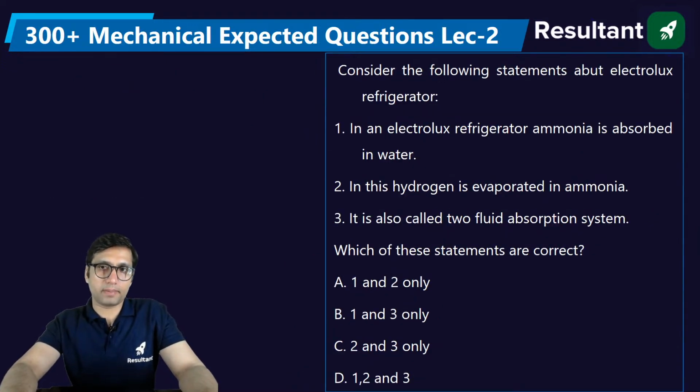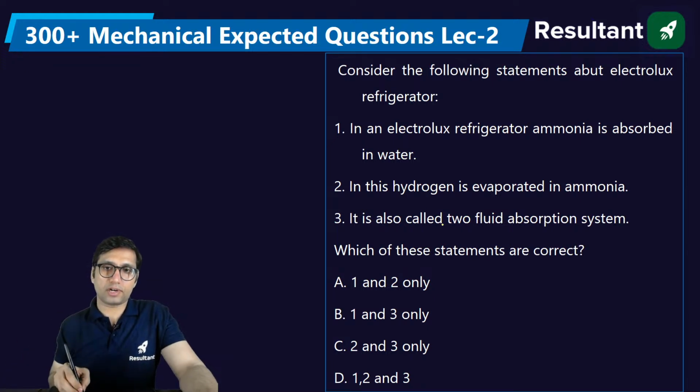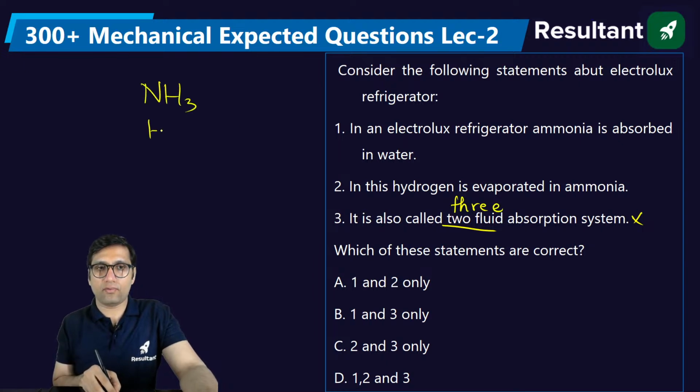Consider the following statements about Electrolux refrigerator. In an Electrolux refrigerator, ammonia is absorbed in water. In this, hydrogen is evaporated in ammonia. It is also called two-fluid system. First of all, it is not a two-fluid system, it is a three-fluid system, where three fluids are used: ammonia, water, and hydrogen gas.